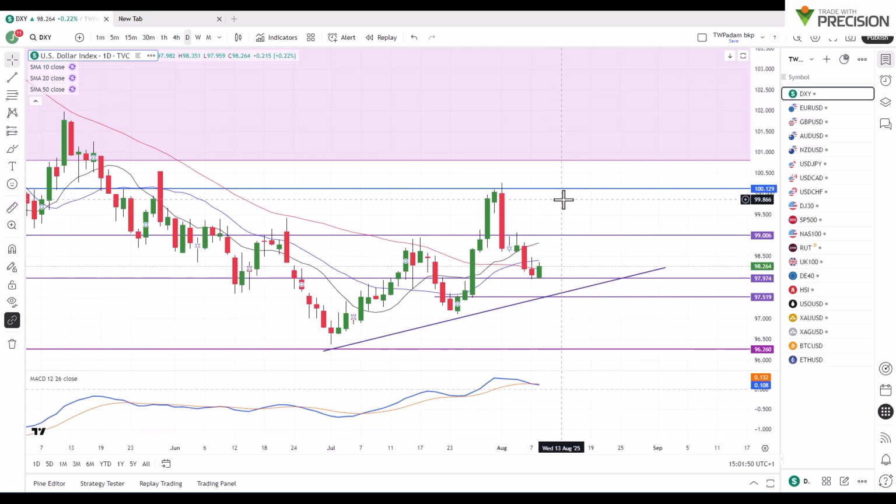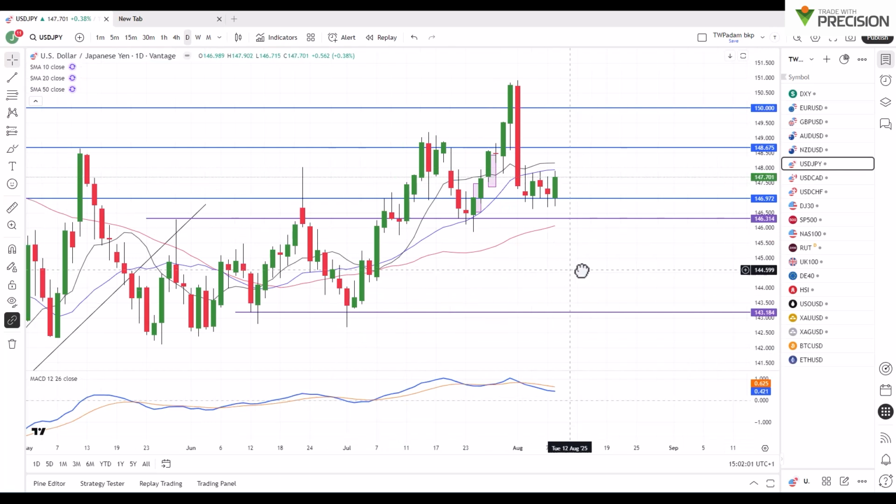Is that dollar going to continue strengthening now because it started this uptrend, or is it going to revert back to a downtrend which it had only recently just ended? So if we have a look at some of the others, I'm going to break ranks here and quickly have a look at the dollar yen.